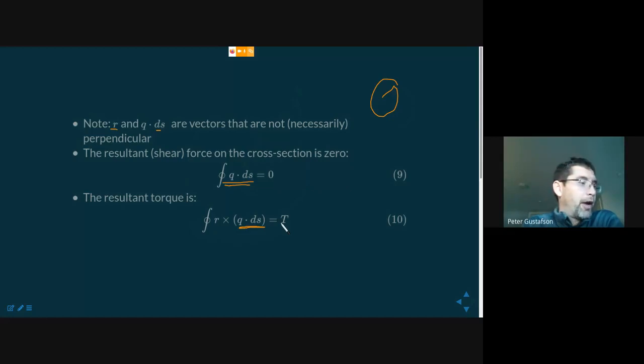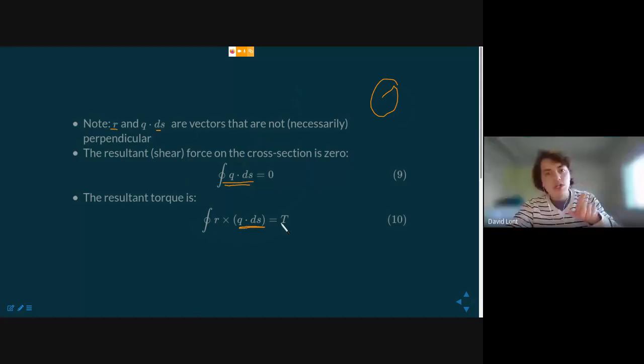Okay, is that clear to everybody? I don't want to leave people behind. Please. I have a question. How is that a cross product if there's a dot product there?